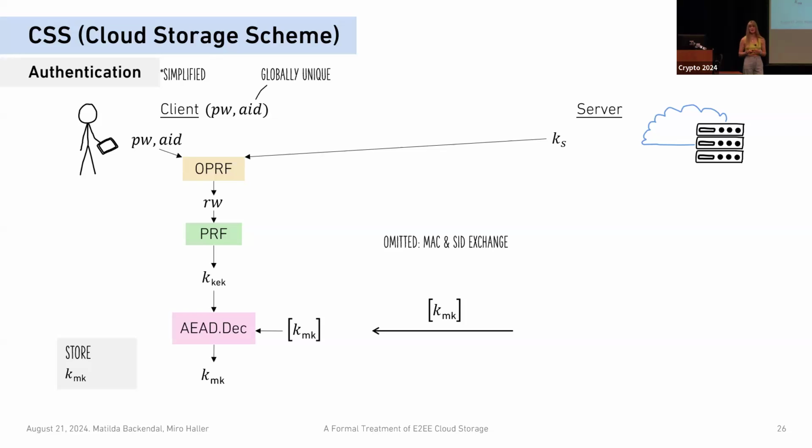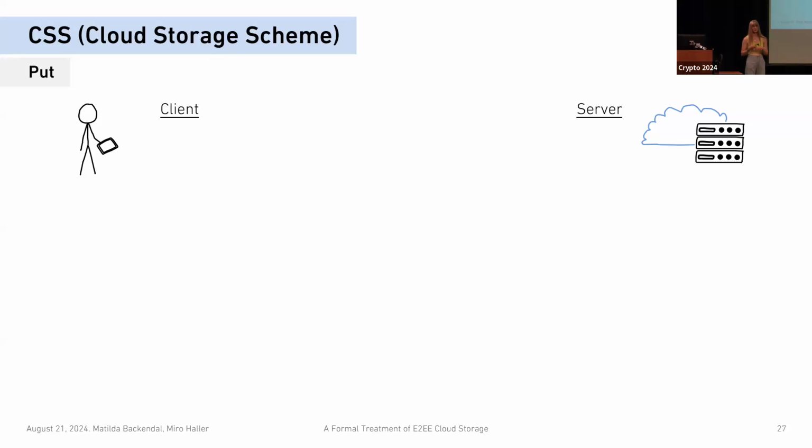Now, again, in the interest of time, I'm not going to show you all of the file protocols, but we'll take a look at PUT so that you get a feeling for how files are handled. So to upload a new file to the cloud server, the client will take as input its master key, which is stored locally from authentication, the file content, and a file ID, which is also assumed to be globally unique so that we can implement sharing.